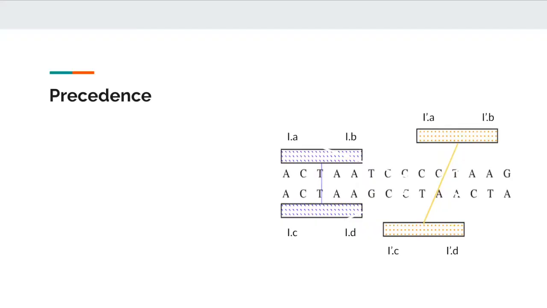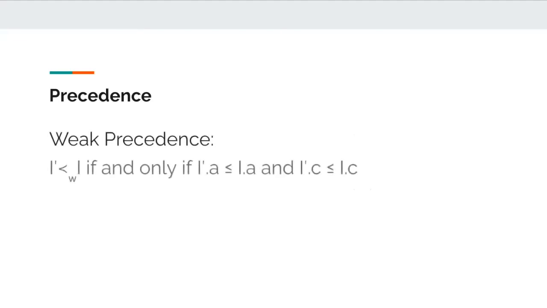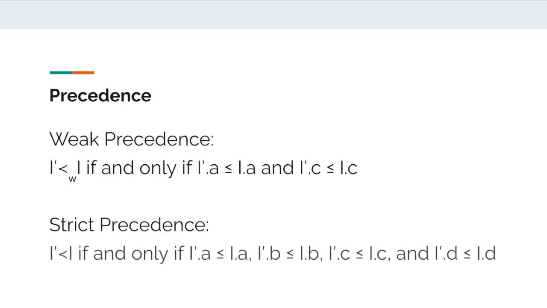We'll start with a bit of notation here. Each anchor has 4 associated values. 2 are for the first string and 2 are for the second. We say an anchor I' is less than I under weak precedence if I'.a is less or equal to I.a, and I'.c is less or equal to I.c. We say an anchor I' is less than I under strong precedence if I'.a is less or equal to I.a, I'.b is less or equal to I.b, I'.c is less or equal to I.c, and I'.d is less or equal to I.d.